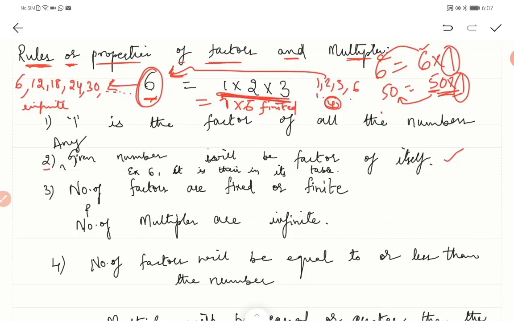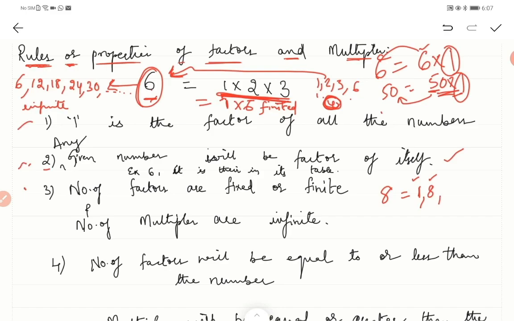In the factors of 6, how many do we have? We have got 4. In the same way, if you take 8, what are the factors I can get for 8? You can take 1 and 8 itself. Every number will have 1 and itself as factors, right? Those are the first 2 points.